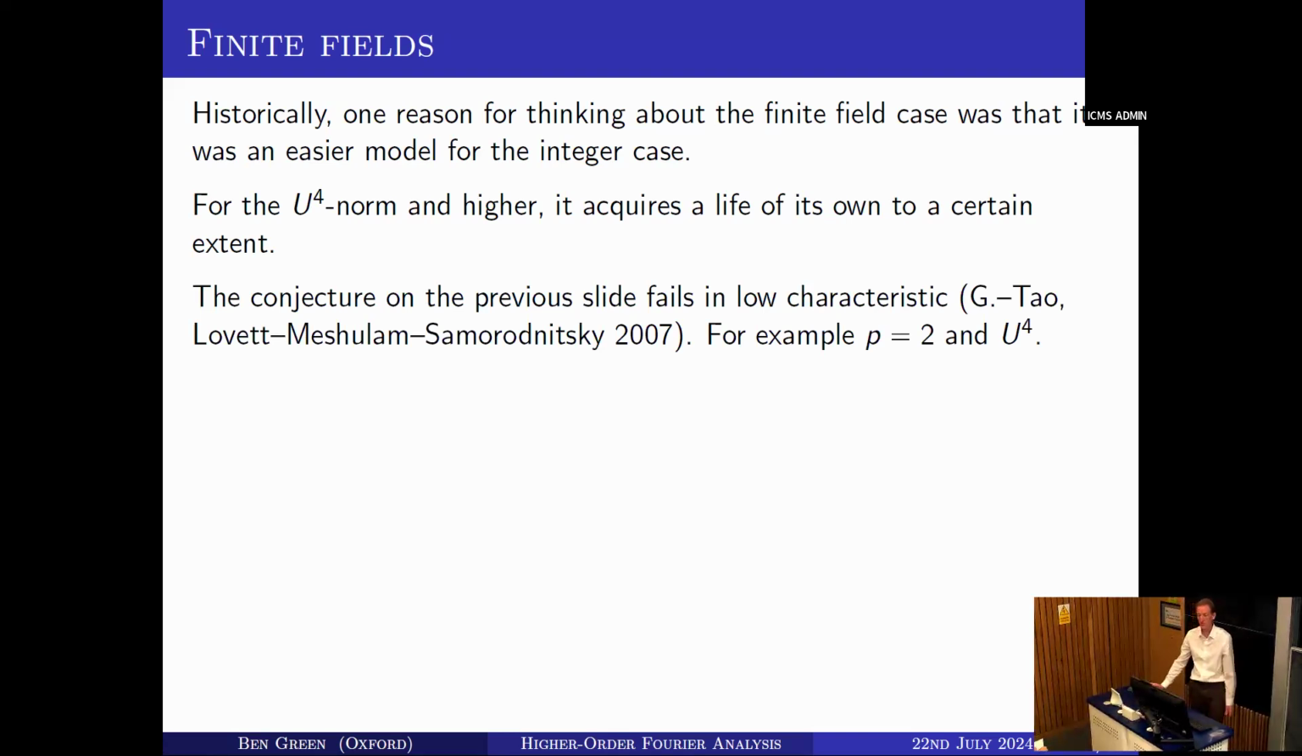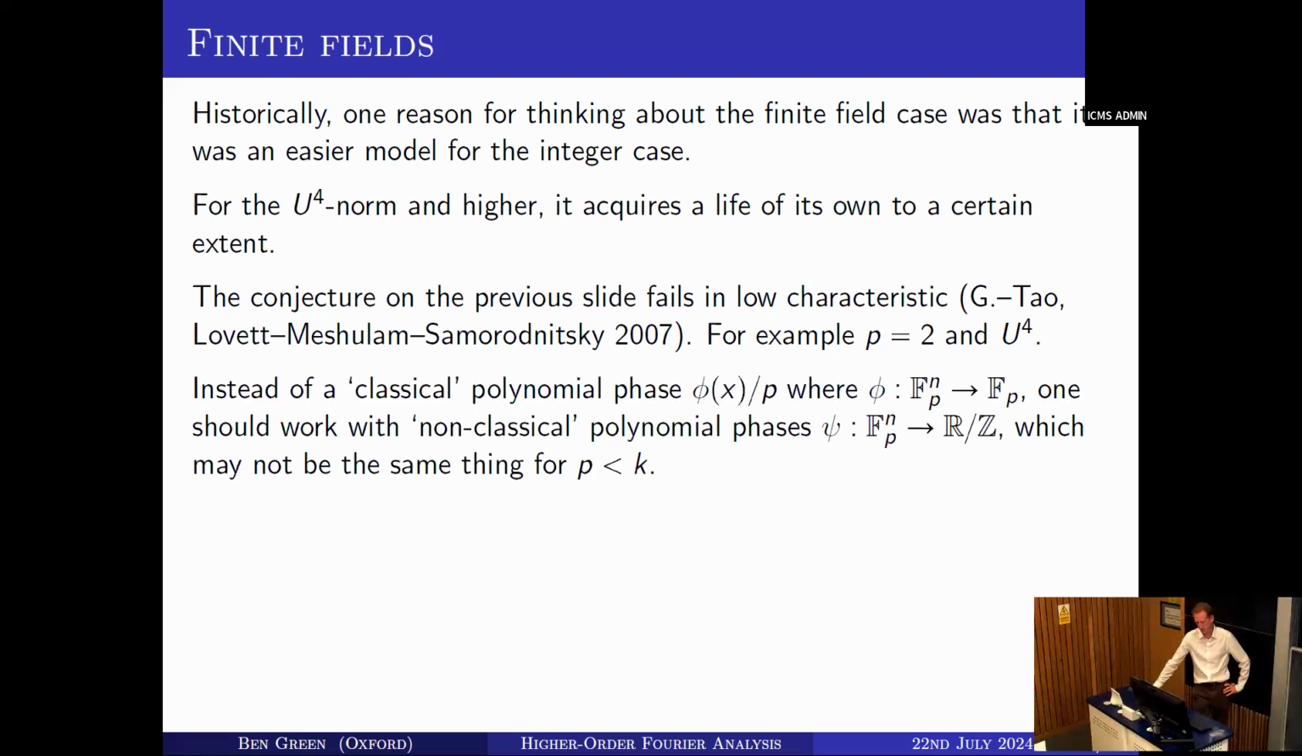So yeah, the conjecture on the previous slide actually fails. It's not true that if you've got a large s+1 norm, then you correlate with a degree s phase in the way that I said. And there are low characteristic counterexamples. For example, over F_2, and for the U4 norm, that statement fails. And the issue is kind of an algebraic one.